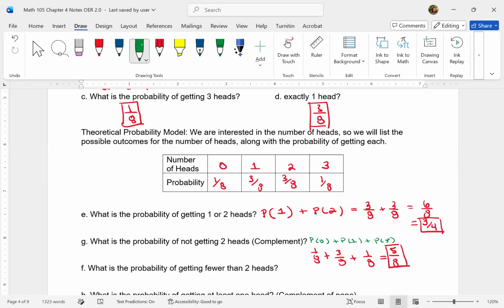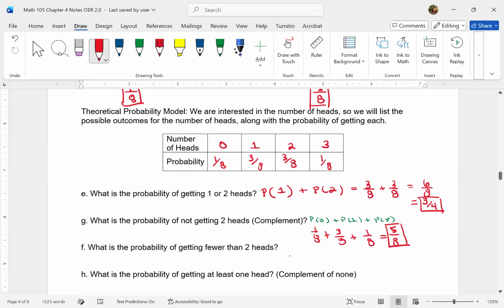All right, what is the probability of getting fewer than 2 heads? So less than 2 heads, meaning you could get 1 head or you could get 0 heads. Well, probability of 0 heads would be 1/8, plus the probability of 1 head is 3/8. That comes out to 4/8. Okay, that does reduce. Divide top and bottom by 4 and get 1/2.